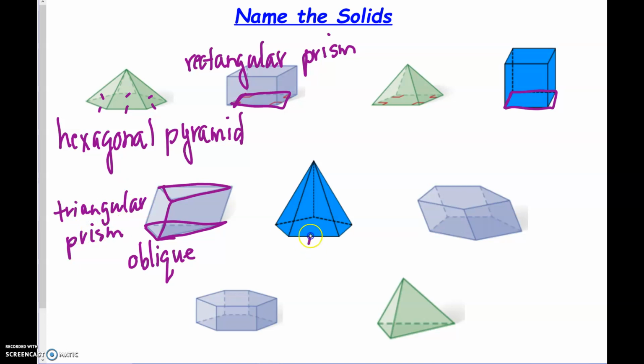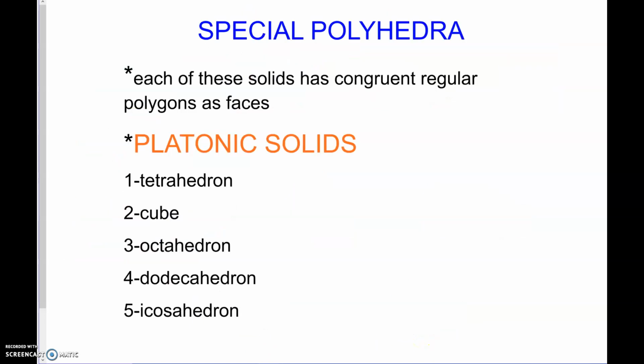All right, the next one, 1, 2, 3, 4, 5. So this would be a pentagonal pyramid. This one again is oblique. 1, 2, 3, 4, 5. So this would be a pentagonal prism. And if you throw that word oblique in there, that would be even better. This looks like a hexagonal prism. And the last one here, we have a triangle on the bottom. So a triangular pyramid.